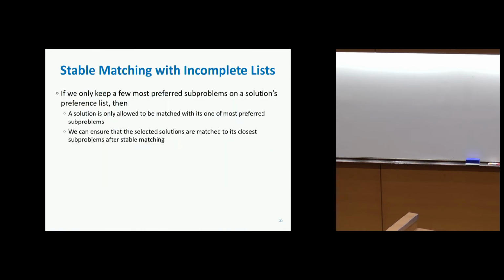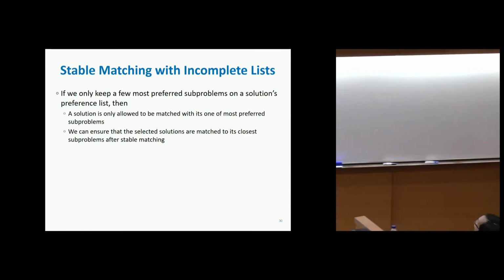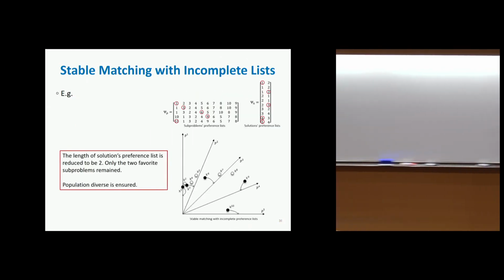So therefore, we come up with the idea: if we only keep a few most preferred subproblems on a solution preference list, then a solution is only allowed to match with one of its preferred subproblems. Then we can ensure that the selected solution is matched to its closest subproblem after the stable matching. So we give you an example like this.